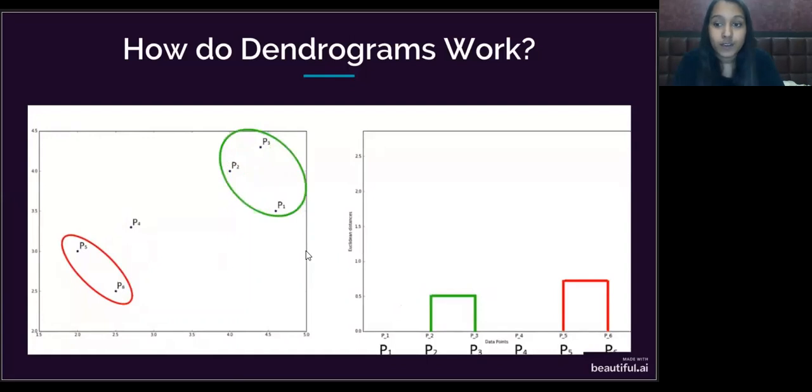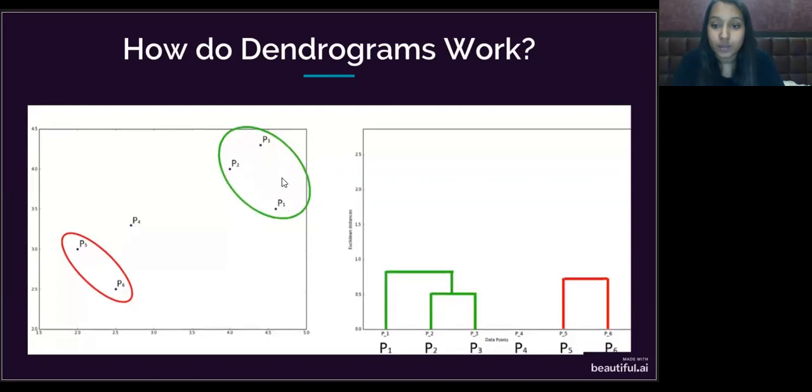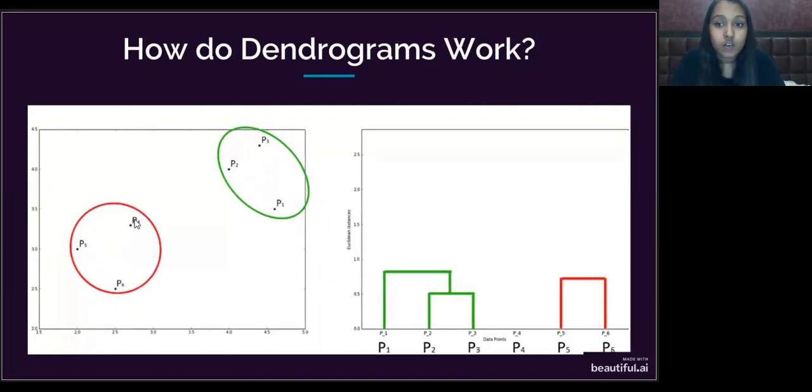So now we are going to find the next 2 closest clusters and connect them. As we can see, P1 is closer to the cluster, so here we have got 3 clusters. Now we want to point that out in the dendrogram as well. So now our dendrogram looks like this, with the vertical distance being the Euclidean distance between the point and the cluster.